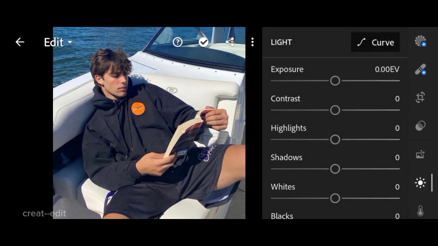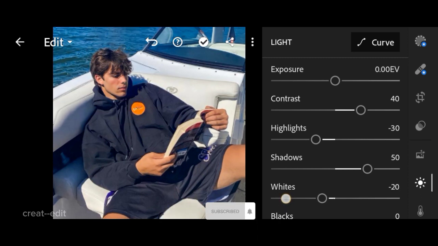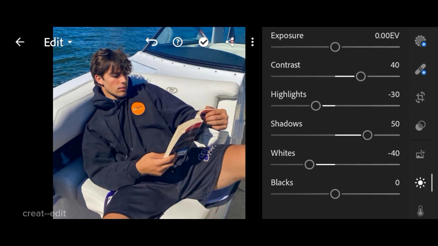Contrast plus 40. Highlights minus 30. Shadows plus 50. Whites minus 40. Blacks plus 50.